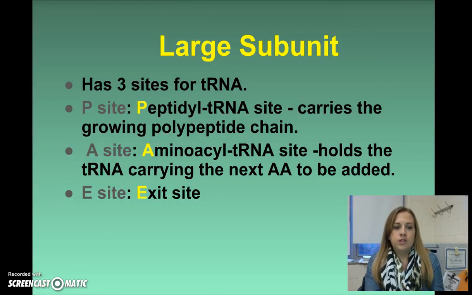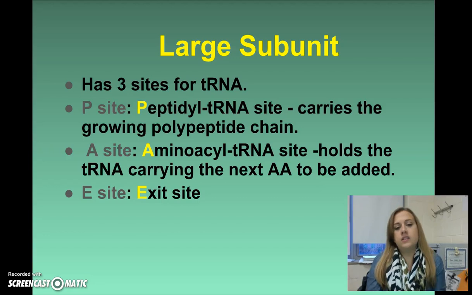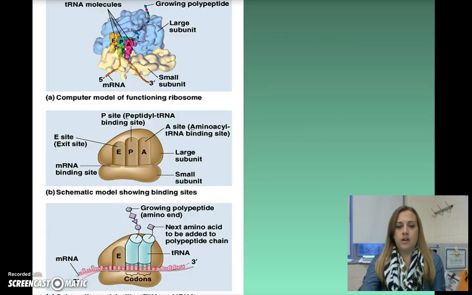So the large subunit has 3 sites for tRNA. The first site we call the P site, the peptidyl tRNA site, and this is what carries the growing polypeptide chain. Then you've got the A site, which is the aminoacyl tRNA site, and this is going to hold the tRNA carrying the next amino acid to be added. And then E is the exit site. And so this is going to make more sense right now.